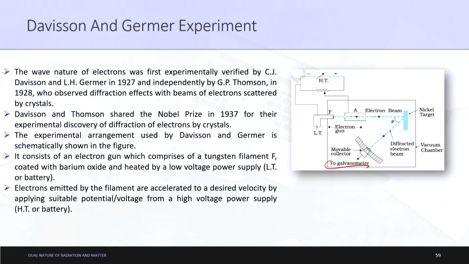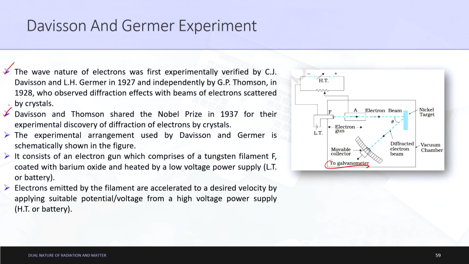This is just the introduction of what was being proved by Davisson and Germer and what was being proved by G.P. Thomson. Next, Davisson and Thomson shared the Nobel Prize in 1937. As you can see, after approximately 10 years, they got the Nobel Prize for their experimental discovery of diffraction of electrons by crystals.